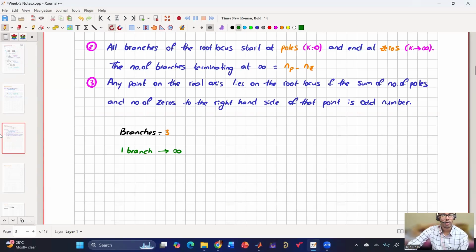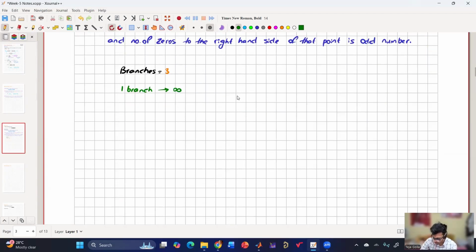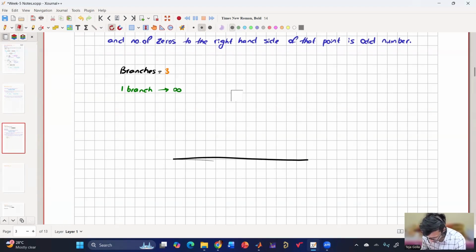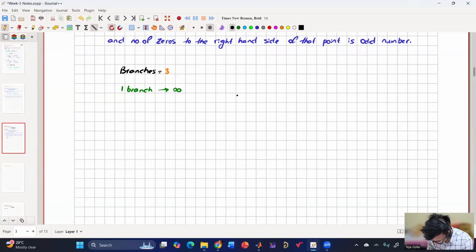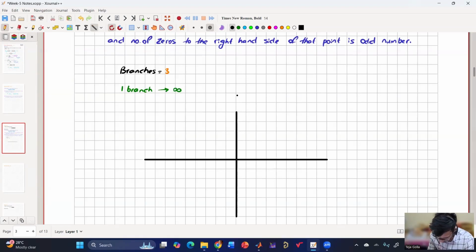And then the third rule says any point on the real axis lies on the root locus if the sum of number of poles and zeros to the right hand side of that point is an odd number. So let us draw the axis. I think we can keep the axis a little towards the right side because everything is on the left half plane.